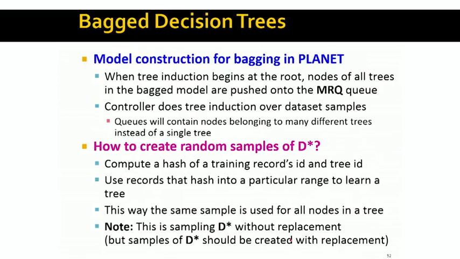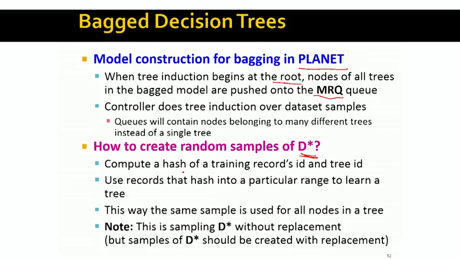There are a few interesting things about how we could use our PLANET infrastructure that we just talked about to do bagging. So let's look at this. The idea is that the tree induction begins at the root, and all the trees of the bagged model are pushed into the MapReduce queue. Then all the controller has to do is the tree induction over a given data set of samples. One thing that we need to discuss is, when the data set D star is very huge, how do we create subsamples of it?